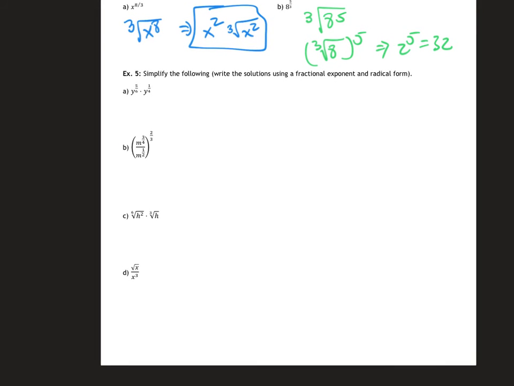All right, these last few are just going to simplify. Same base, so I'm going to add the exponents. So I have 5/6 plus 1/4. A good common denominator here would be 12, so I'm going to multiply this by 2 and this by 3. So I get 10 over 12 plus 3 over 12, which is 13 over 12. So I get y to the 13/12 power.